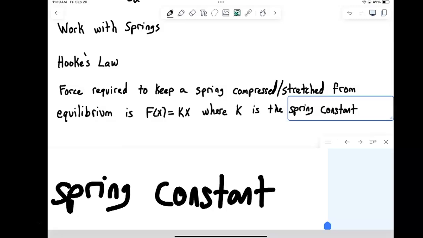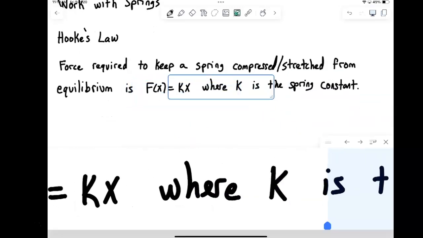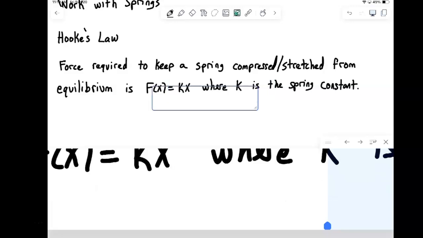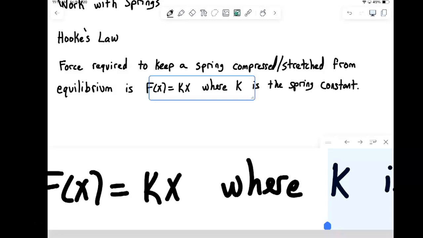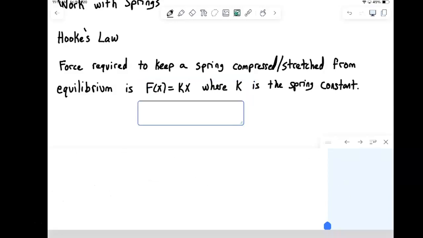K is the spring constant. So in other words, the force is proportional to how far you're stretching or compressing the spring.